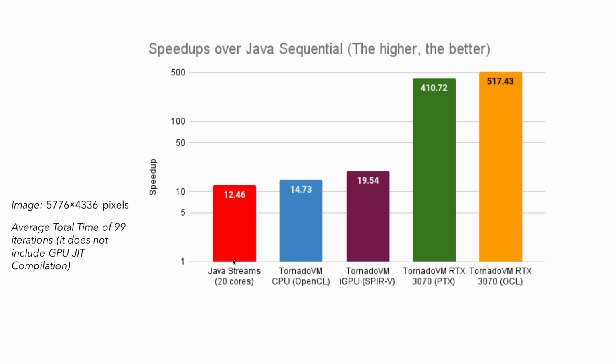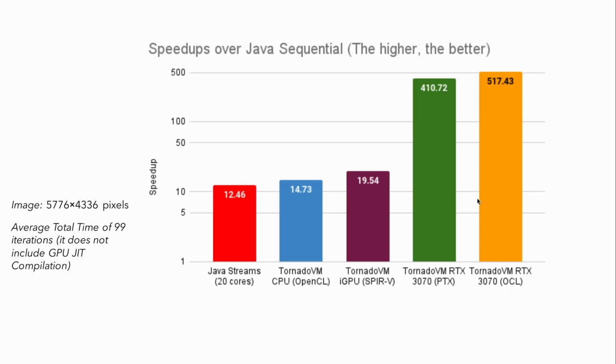One version running with Java multi-threaded, so no Tornado in it. The second with Tornado and selecting for all tasks the OpenCL CPU. The next one, all tasks running on the Intel integrated graphics using the SPV backend. Then all of them running on the RTX 3070 GPU with a PTX backend, and finally with OpenCL backend on the same GPU. And that's a speedup, so the higher the better.